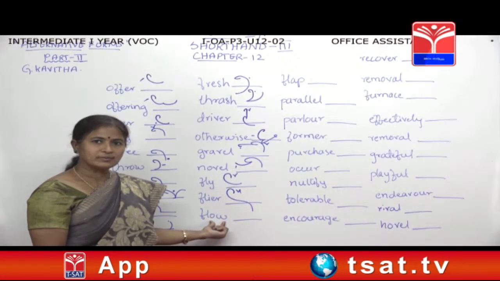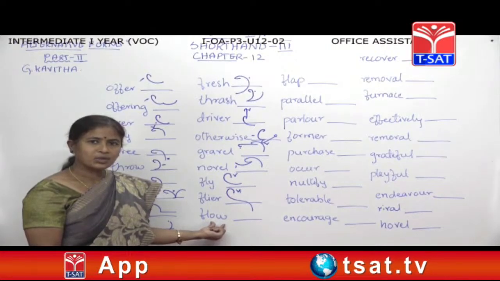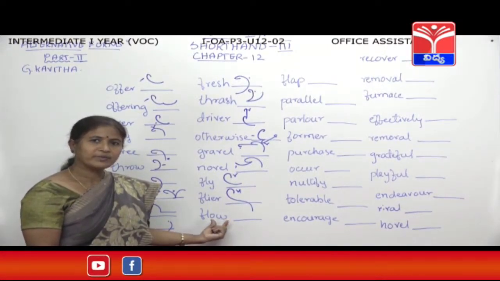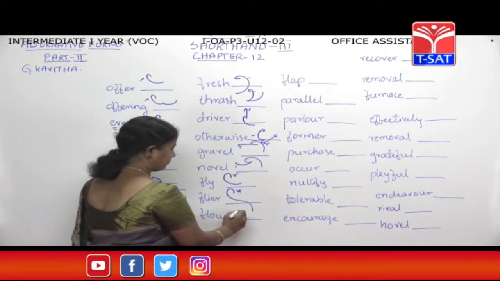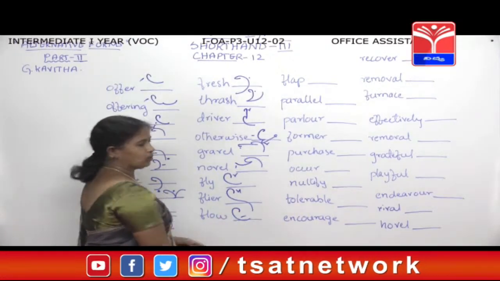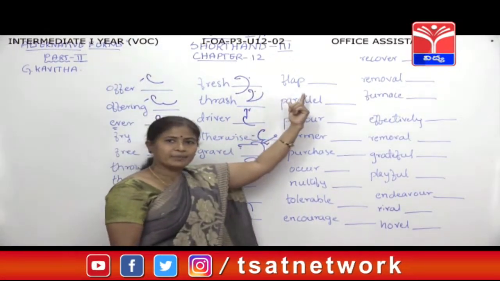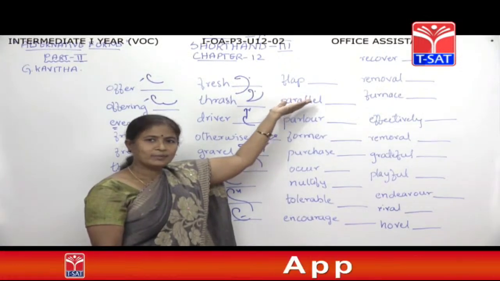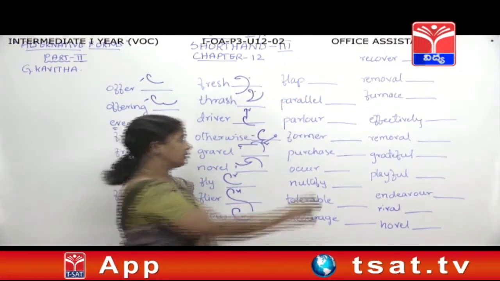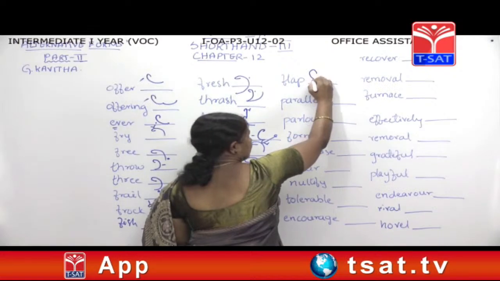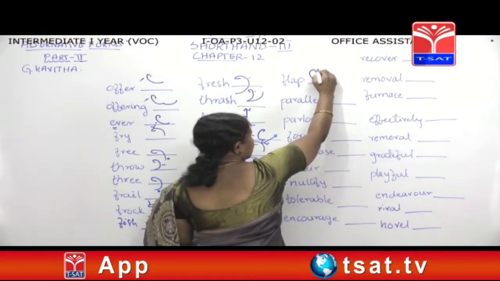Now flow. There's no straight up stroke, no horizontal stroke. Flow. We use left forms of fur. Now flap. There's no upstroke, no horizontal. So we use left forms. Fur and P, flap.